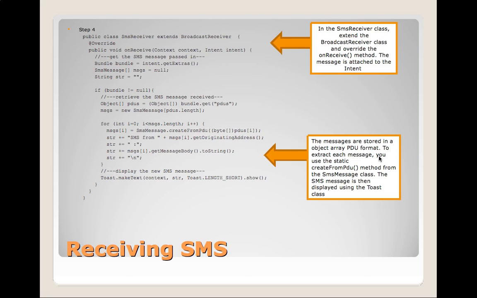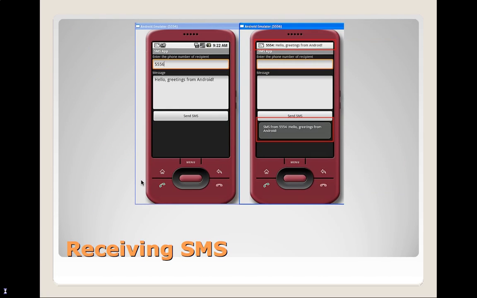So to extract each message itself, use a static createFromPdu, and the message is displayed using the Toast class, the makeText method. You guys are familiar with toast, I hope, at this point. It's the way you get those little pop-up messages that appear on the screen. So in this particular case, here's the toast. I'm receiving a message, so we sent one message to the other phone and we received it in, essentially.